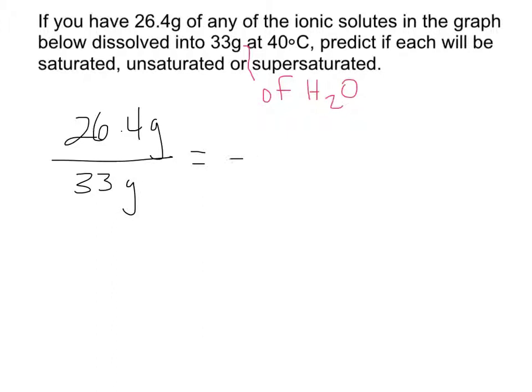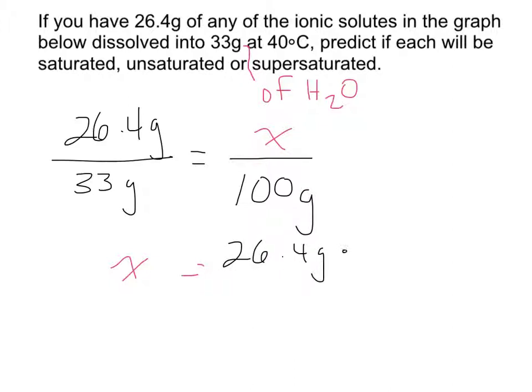So what you need to do is convert it to out of 100 grams, and you'll understand why in a second, and I'll talk about this in the graph. You need to figure out what x equals, or convert 26.4 grams over 33 grams to over 100 grams. So you rearrange this to become x equals 26.4 grams multiplied by 100 grams, because we're going to cross multiply, and the next step is divided by 33 grams.